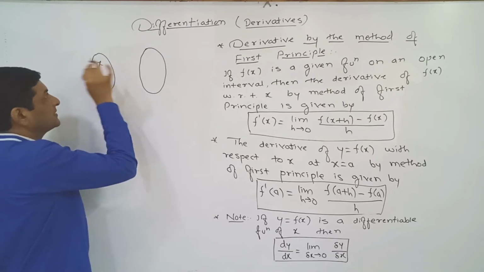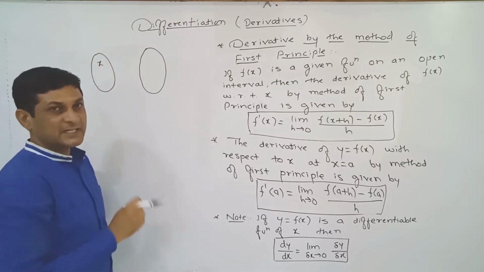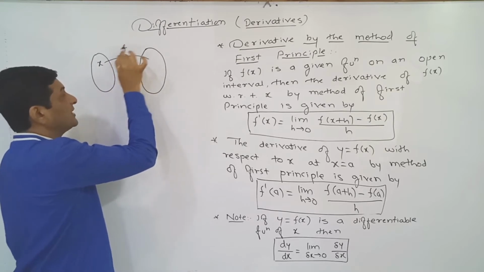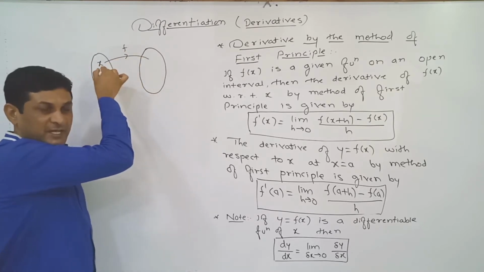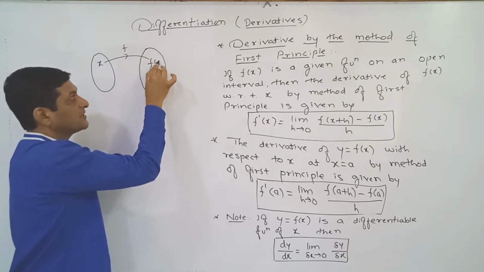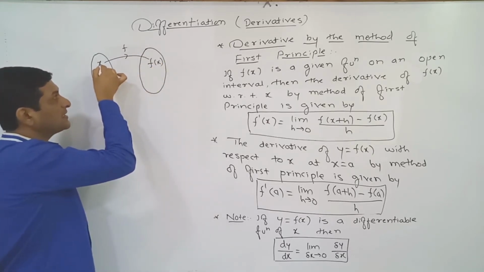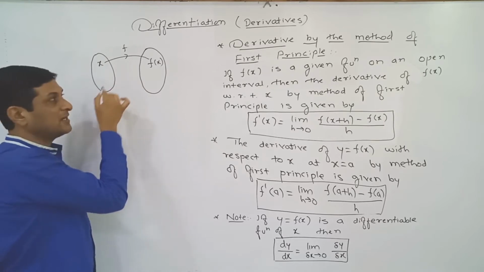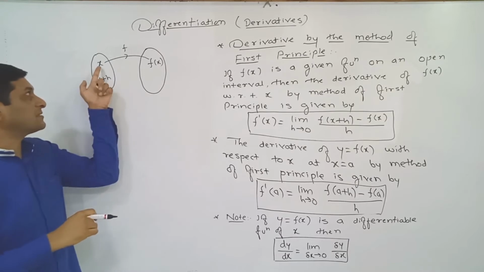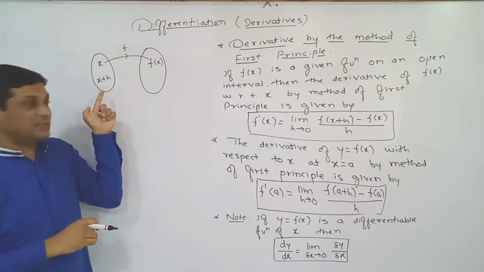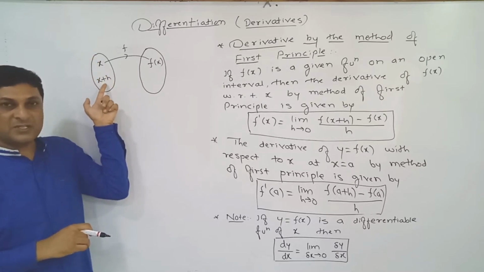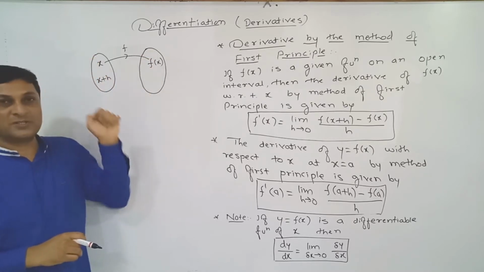Let the element of the domain set be X, and if I am denoting the function by F, then we have already seen that the image of X under the function F is F of X. Now let us suppose that H is some increment in the value of X. So we are adding H to X, meaning the value of X is changing, and this increment we have denoted by H. As the value of X changes, definitely the value of the function also changes.